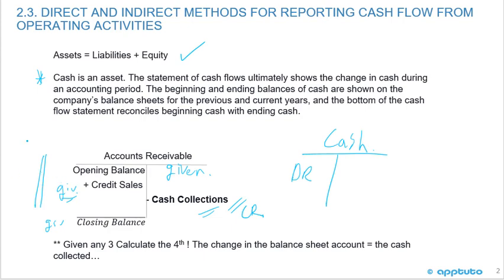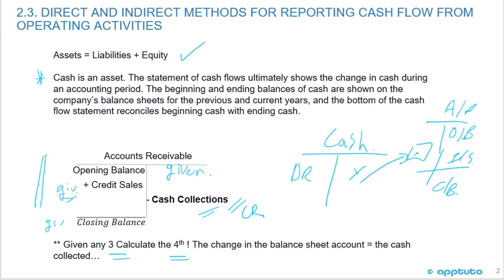So with our T accounts on the balance sheet, given any three, we can calculate the fourth, and that's what we're doing with our T accounts. The change in the balance sheet account equals the cash collected. And we can do that for accounts payable as well. If we look at our payables, we have our opening balance and our closing balance from the balance sheet, and we have additions to the account from the income statement. Therefore we're going to credit payable and debit cash, and we can see what the cash out was by the change in the balance sheet accounts.